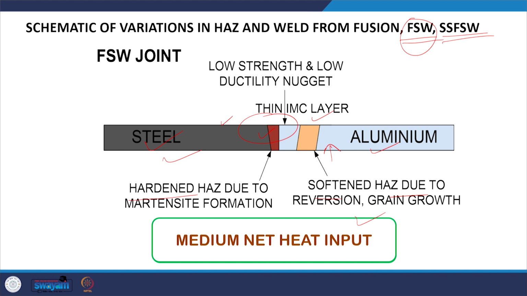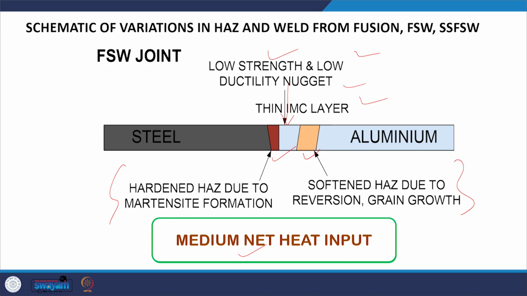Okay. So, when FSW is used, the amount of IMC layer being formed is reduced, and the HAZ is also reduced. This offers medium heat input, and a low strength, low ductility nugget is formed with a thin IMC layer, and the HAZ width is also minimized. So, the heat affected zones which are formed on both sides are minimized, and the severity of the heat on these HAZ is also reduced.